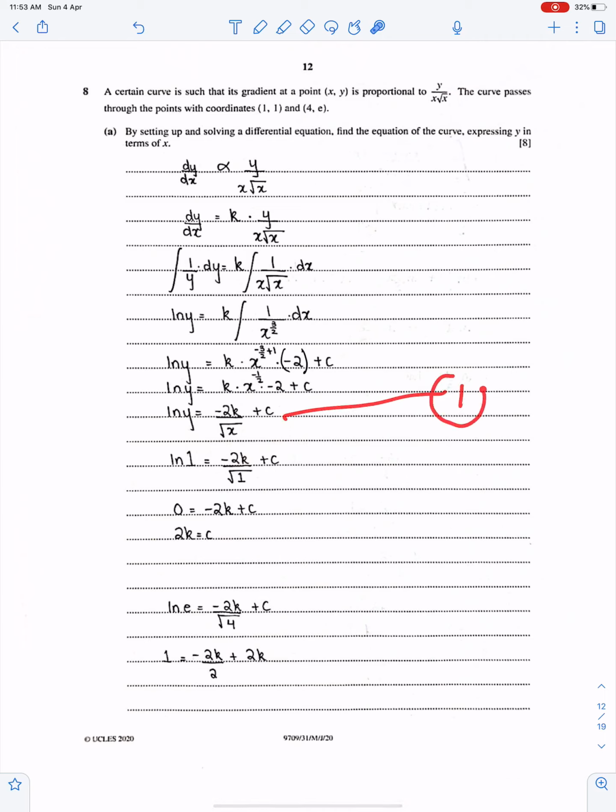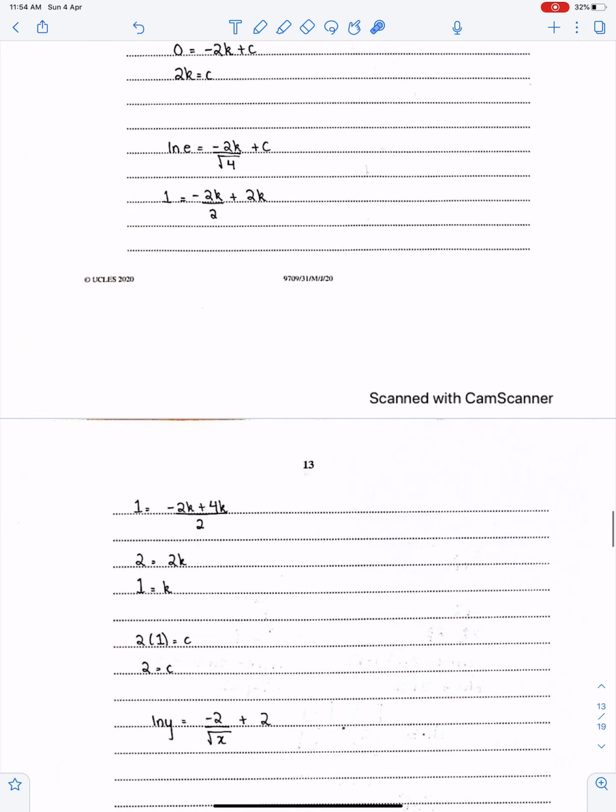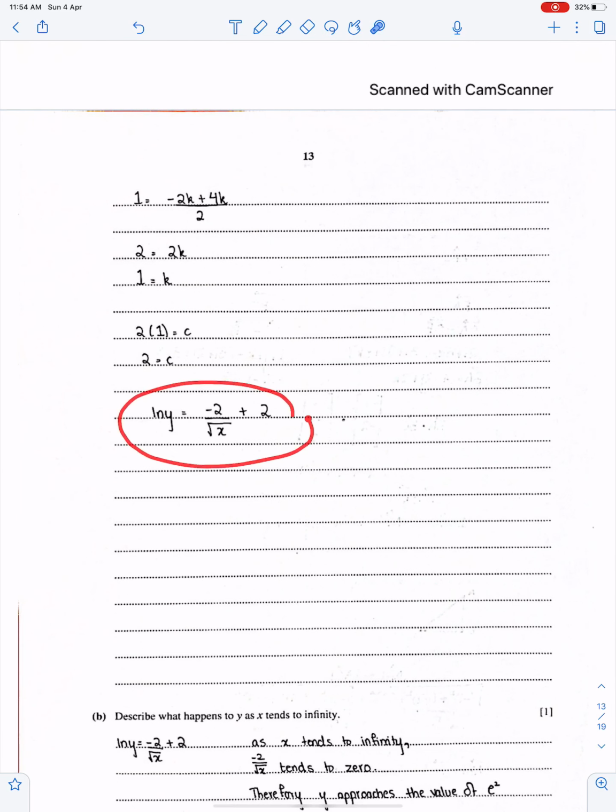This is equation number 1. Substitute this and this to get c and k. This is c and this is k. That's the final answer.